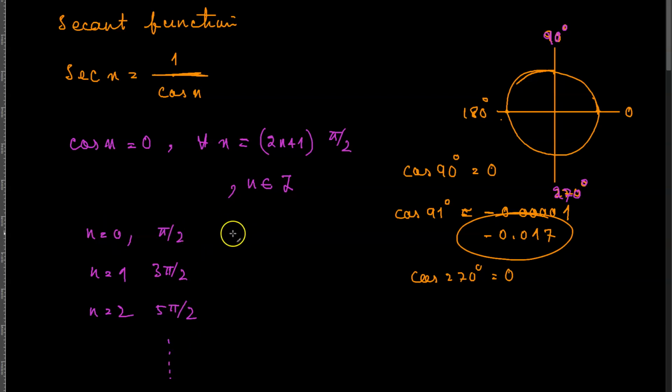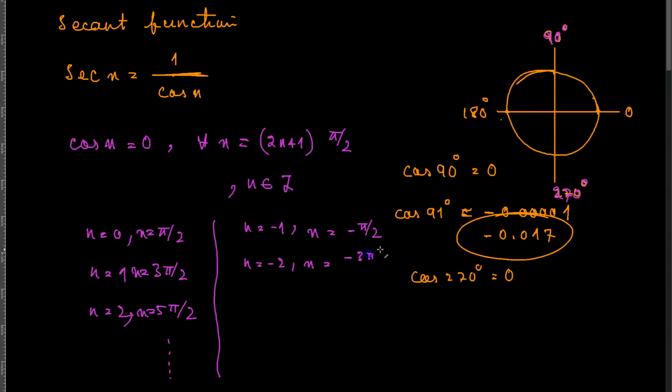And if n is equal to -1, then these are the values of x. x becomes 2 times -1 is equal to -2, plus 1 is equal to -1, so that's negative pi by 2. If n is equal to -2, then x becomes -4 plus 1, which is -3 pi by 2. And if n is equal to -3, you get -5 pi by 2, and so on and so forth.